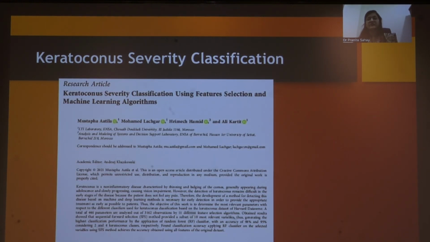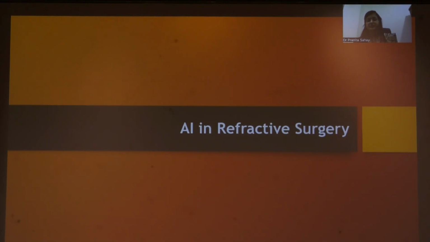Keratoconus severity classification has also been studied by various authors using artificial intelligence. Refractive surgery is one of the most common procedures performed in ophthalmology after cataract these days.